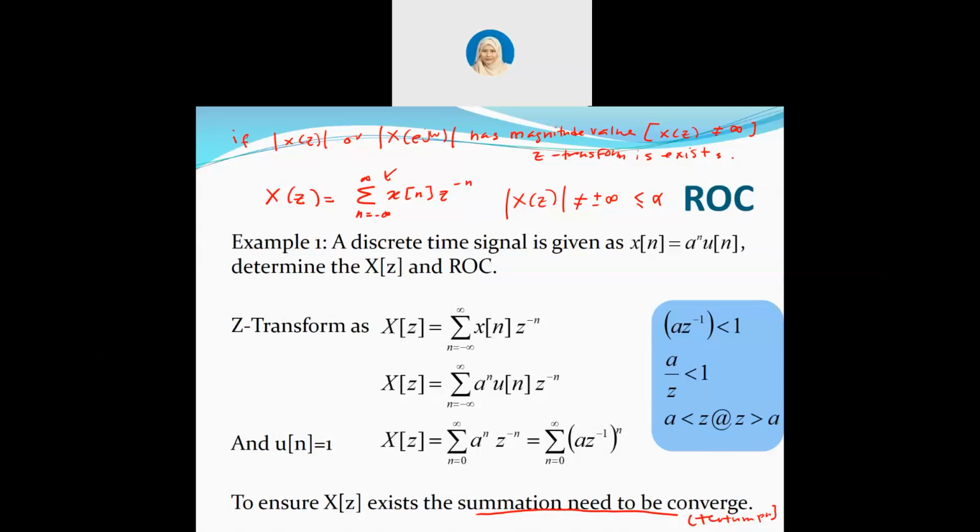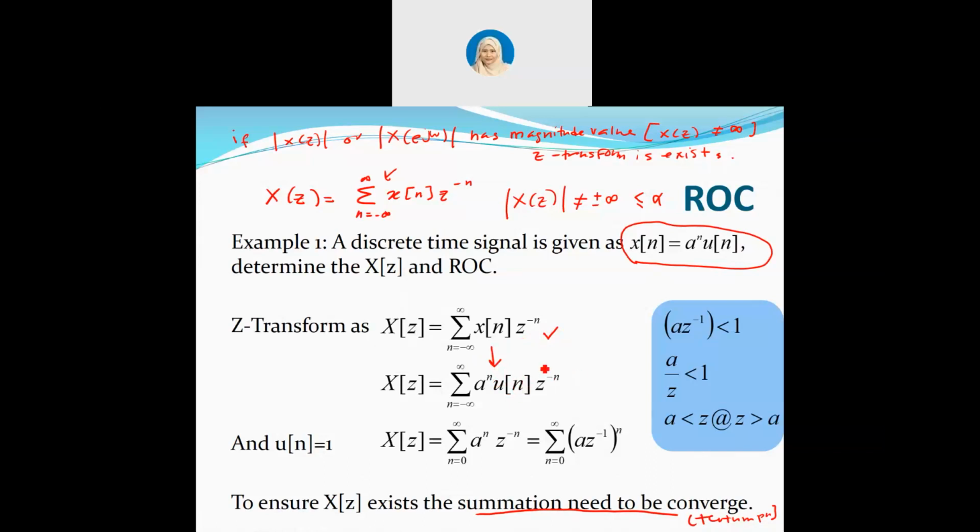So, let's look at our example. A discrete time signal is given as x[n] equals a^n u[n]. Determine X(z), which is the Z transform, and the region of convergence. So this is the formula. The Z transform representation is X(z) equals the summation of x[n] z to the negative n.